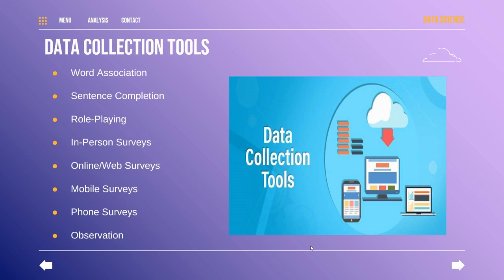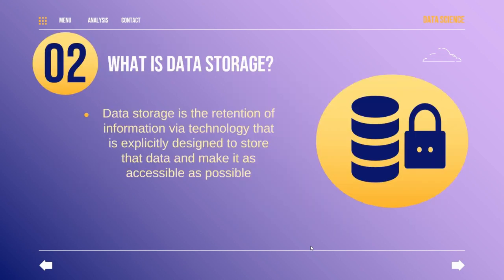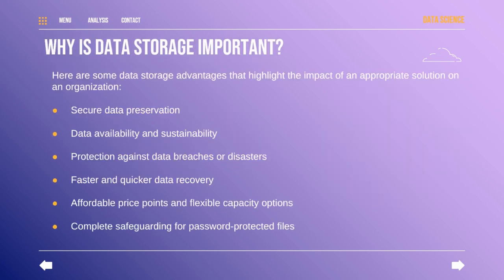Next, let's go to the next topic: data storage. What is meant by data storage, and why do we need data storage? While collecting the data, we have collected a numerous amount of data, and we need to store it in data storage so that we can access it when we need. The data storage is divided into three types. We will see them in the next slides. Why is data storage important? This is the key topic of the concept, and we will learn about the types of data storage in the next slide. Here are some data storage advantages that highlight the impact on the appropriate solution or an organization.